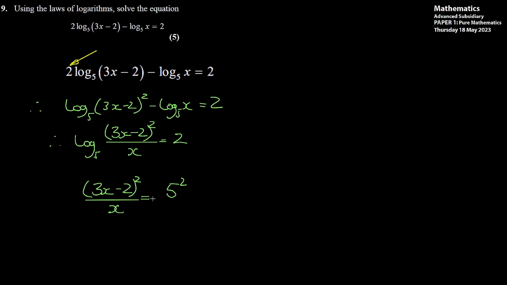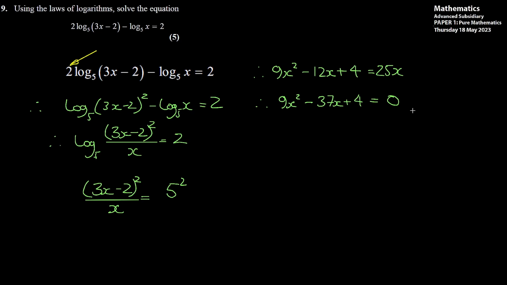So we've got to cross multiply and multiply these two brackets out. So therefore I get that 9x squared minus 12x plus 4 is equal to 5 squared, 25x. So therefore I get 9x squared minus 37x plus 4 is equal to 0.